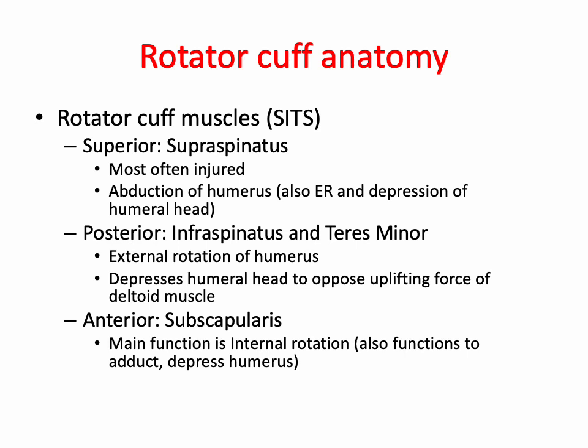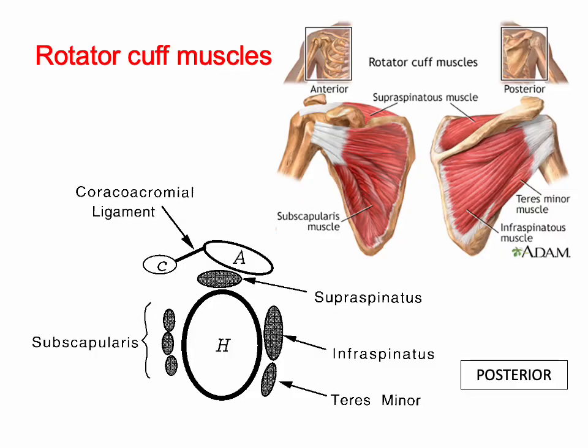They're all innervated by the suprascapular nerve, which is a branch of the brachial plexus, except for the teres minor, which is innervated by the axillary nerve, also from the brachial plexus. So diagrammatically, on the anterior surface of the scapula, which is against the thoracic cage, we have the subscapularis with tendons inserting on the lesser tubercle.